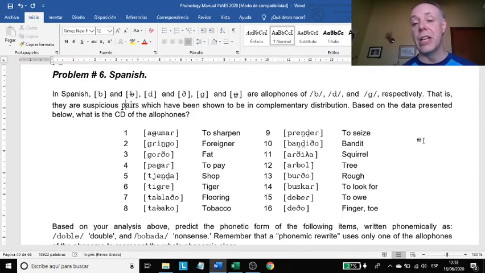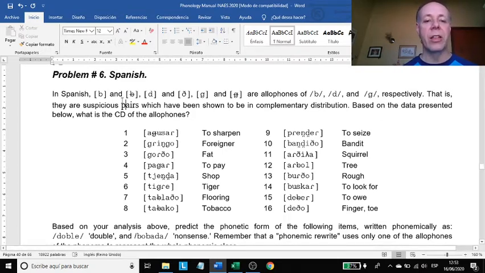Reading the instructions is 50% of the exercise already. Understanding the instructions is 50%. If you understand the instructions, then you are on the track to solve the problem. Okay? So it says in Spanish, B and the V, D and the V, G and G are allophones of B, D, and G respectively. What does respectively mean? It means in this order.